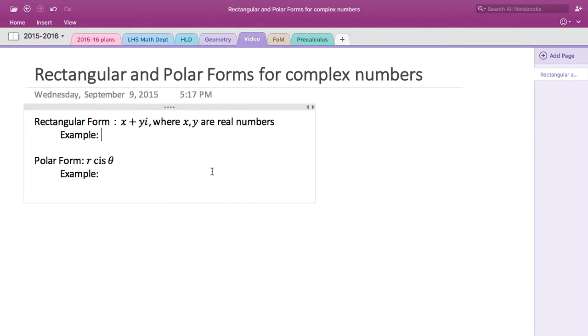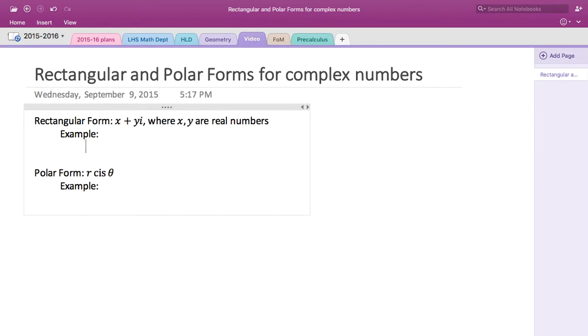Here is to go over rectangular and polar forms for complex numbers. So the rectangular form in general is represented as x plus yi, where x and y are real numbers. So for example, you could have 3 plus 4i, or negative 2 minus 3i, or 4i, for example.